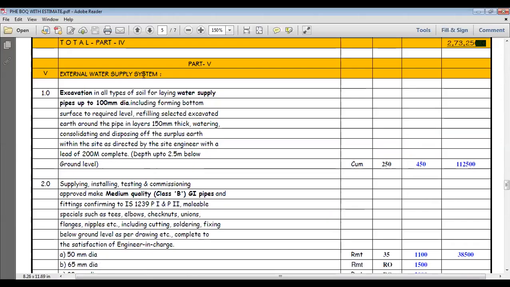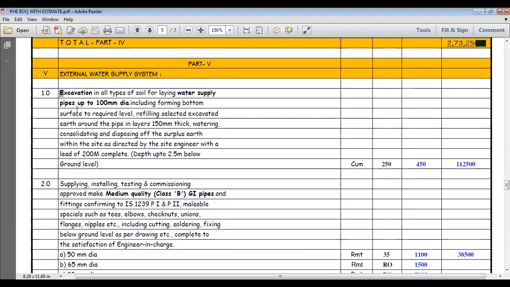These are the external water supply system items. Other than building, excavation in all types of soil for laying water supply pipes up to foundation depth, including forming bottom faces to required level, refilling with selected examined earth around the pipe, 100 mm, 110 mm thick layer, watering, consolidating, and disposing of the surplus earth within the site as directed by the site engineer, with a lead of 2 meters, complete, depth up to 2.5 meters below ground level.